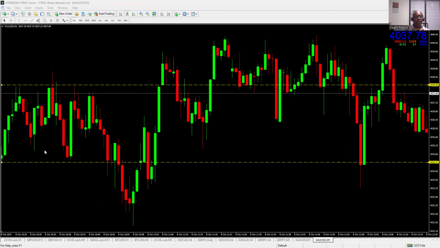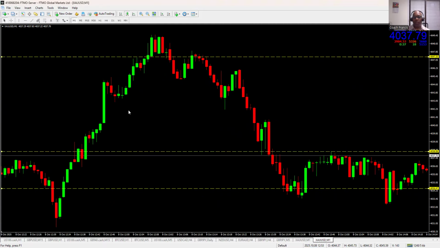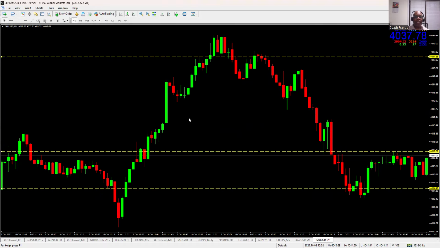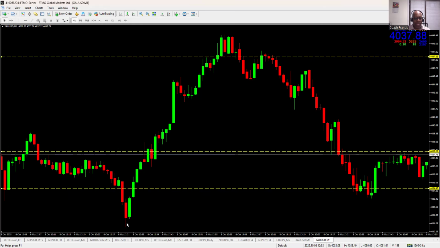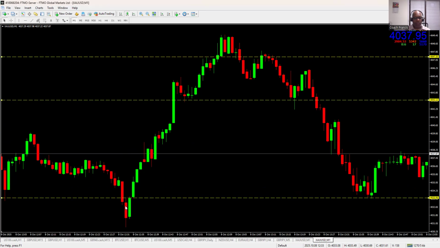Remember, we are considering the difference between a pullback and a reversal. Like I was saying, if there is going to be a reversal, the last bullish candle in an uptrend would have to be taken out anyhow. Whereas in a downtrend, as you see, the price was coming down here, the last bearish candle would have to be taken out, including the body of the candle and the wick.